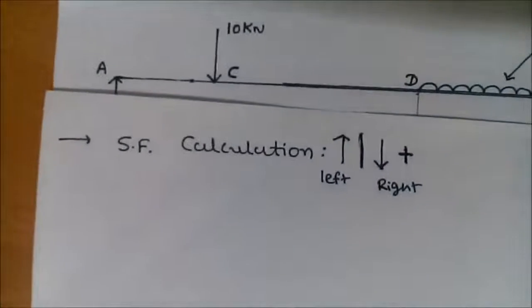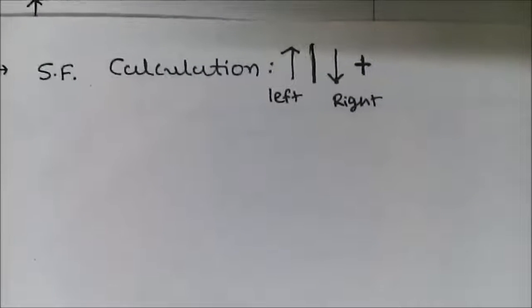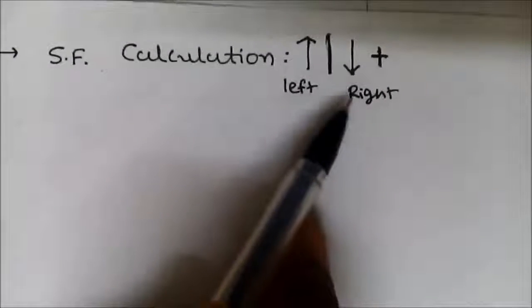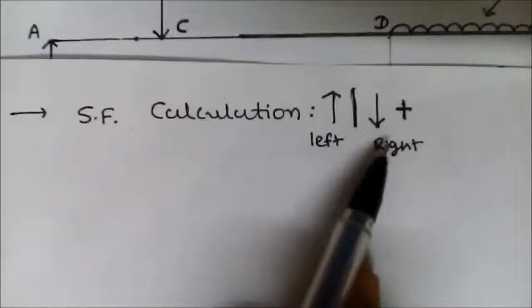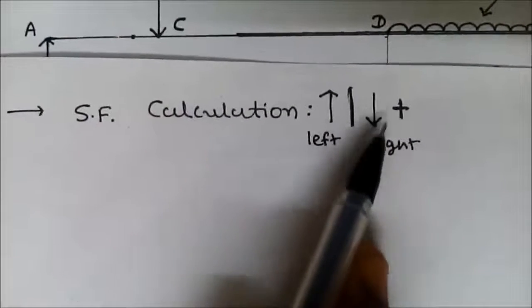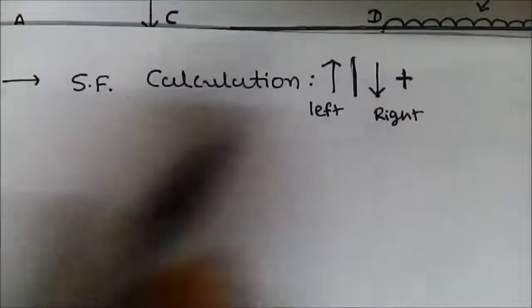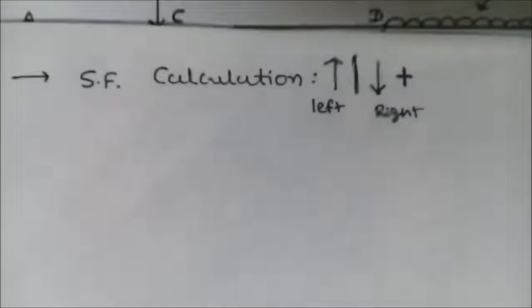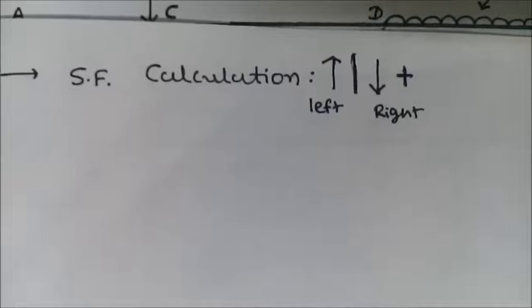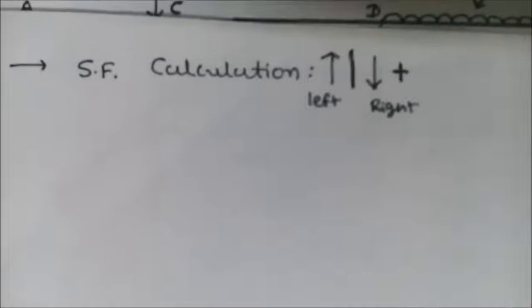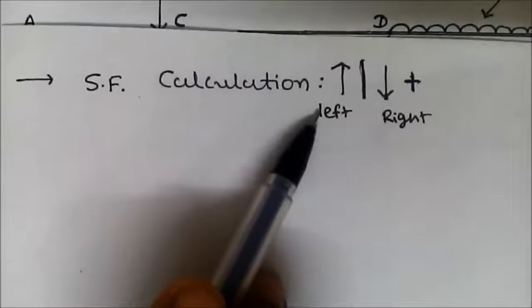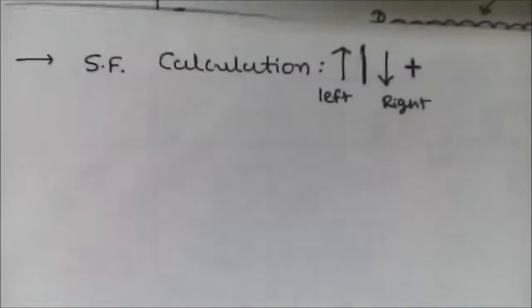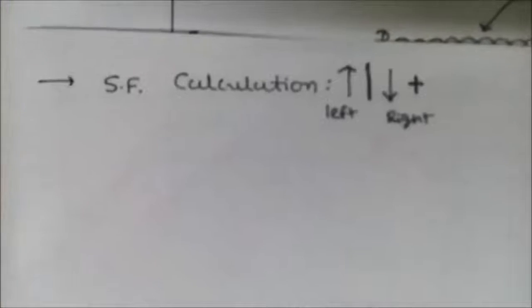So, if we start calculation from left side, then upward force plus and downward force minus. And if we start calculation from right side, then downward force plus and upward force minus. In our case, we start calculation from left side, so upward force plus and downward force minus. So we write from left side.